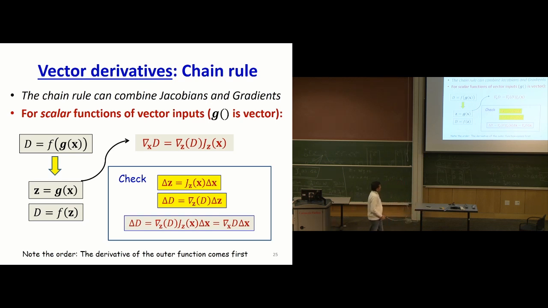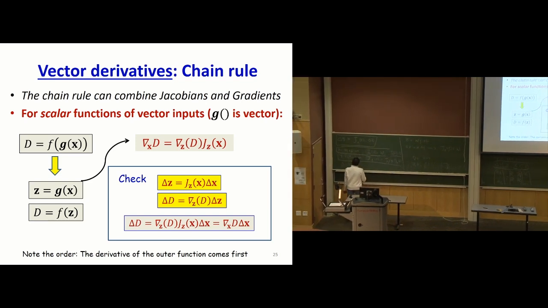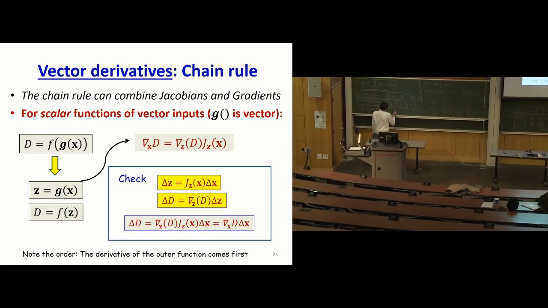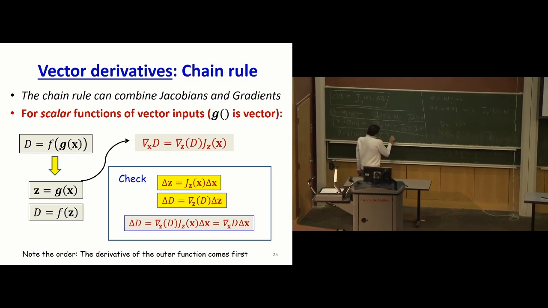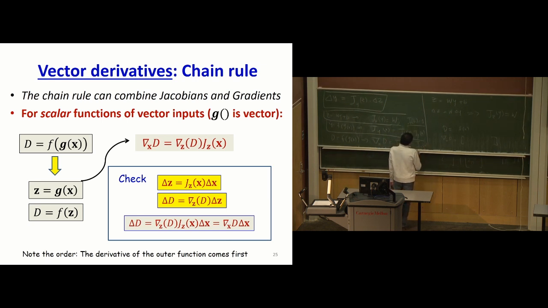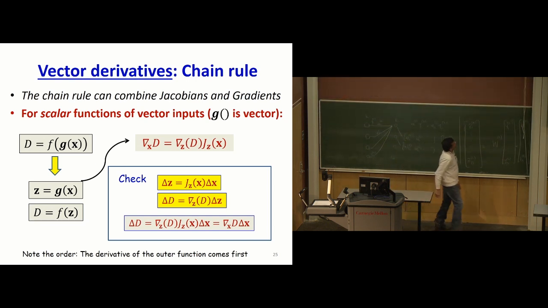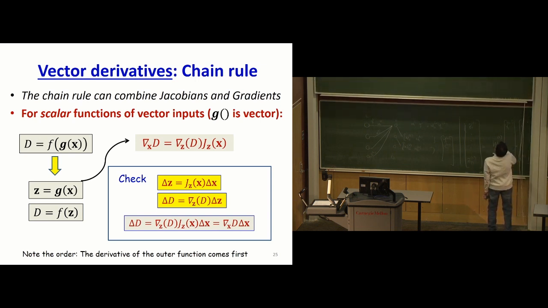And we can use the same logic as before to give you this rule, which will tell you that the derivative of d, the divergence of d with respect to x, equals the divergence of d with respect to g times the Jacobian of g with respect to x. So we have those rules up there. I don't know if you will be able to see it. I'll try to keep that there. And now we'll use this board.